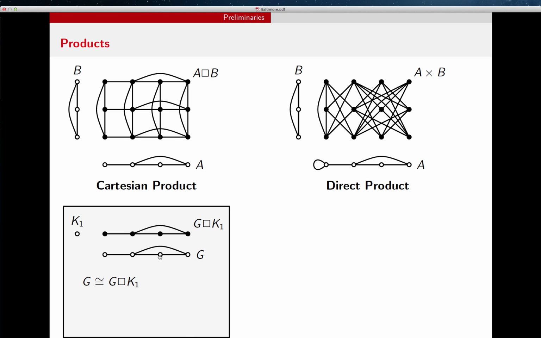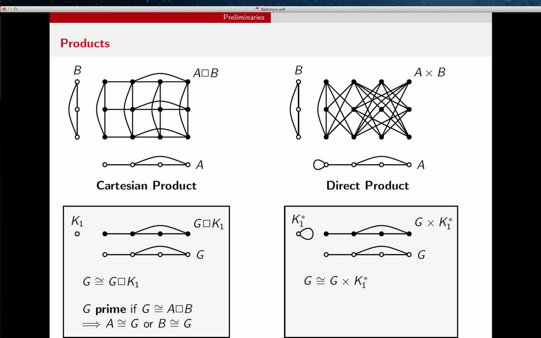Notice that if we take a graph G and form G box K1, we get a copy of G. So G is always isomorphic to G box K1. Because of that, it makes sense to define a graph G to be prime with respect to the Cartesian product if whenever G is isomorphic to A box B, either A is isomorphic to G or B is isomorphic to G, and the other factor is K1. So it's the same definition we would use for prime integers.